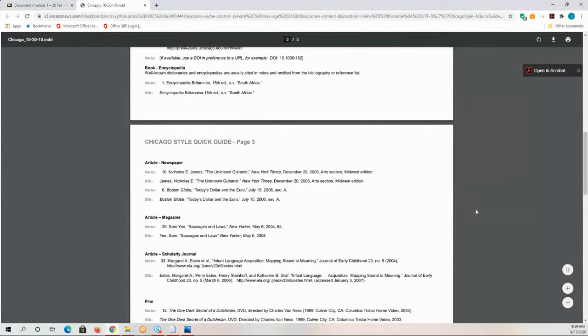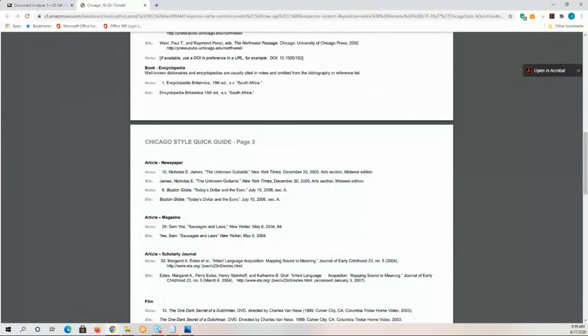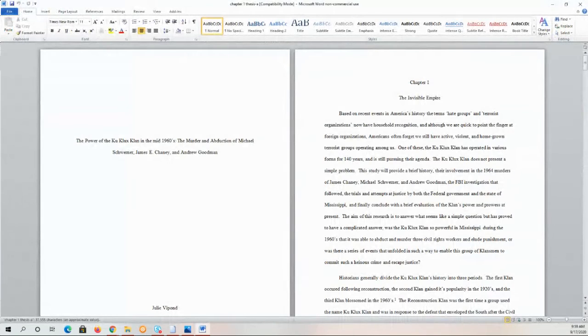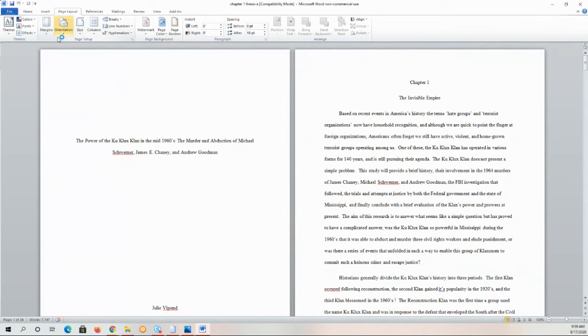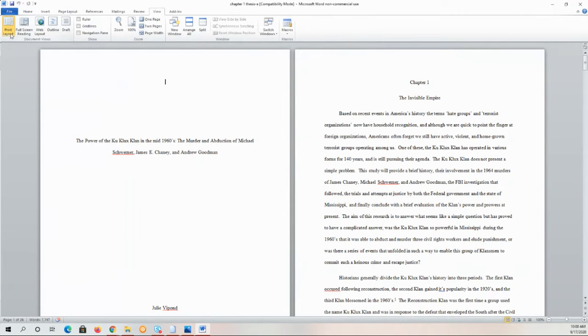So let me open up an example and show you what a footnote looks like and how to put it in. Again, we're assuming you're using Word, but I'm pretty sure other programs are similar. There we go. Okay, so let's do this so we can see it. That's not what I want. There we go.